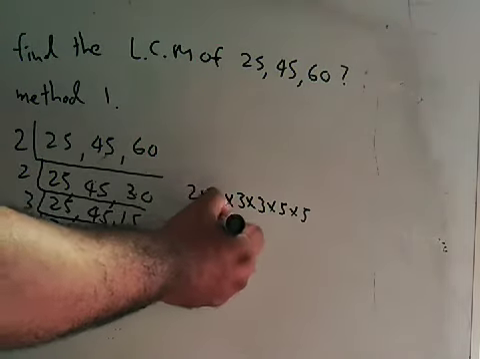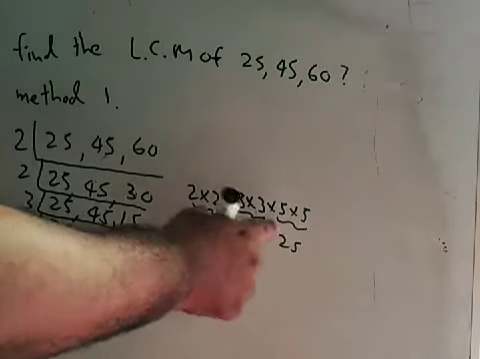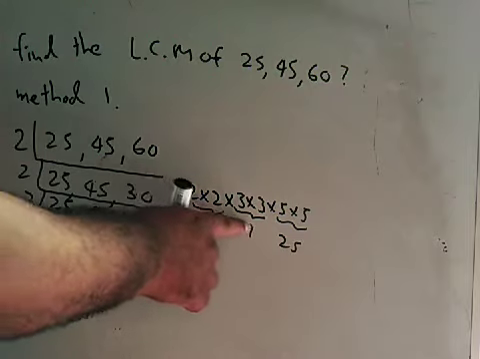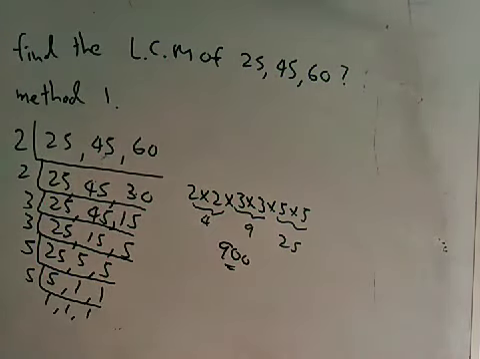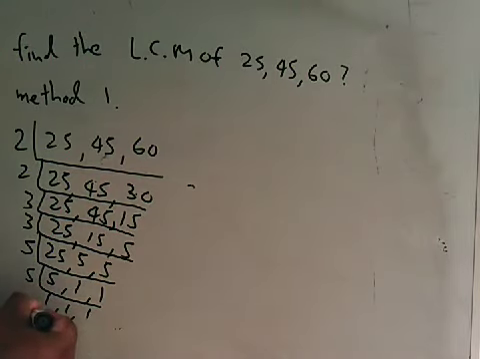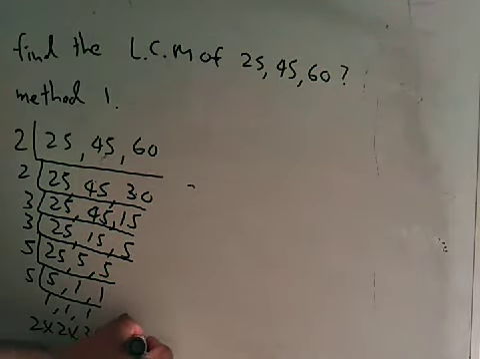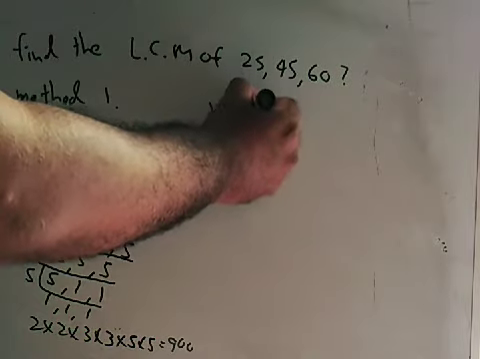Then 2 into 2, 4. 3 into 3, 9. Here 5 into 5, 25. 25 into 4, 100. 100 into 9, 900. The LCM is 900, using the first method. Understand? The LCM is 900. How can we get it? 2 into 2 into 3 into 3 into 5 into 5, 900. Okay. Now let's get method 2.